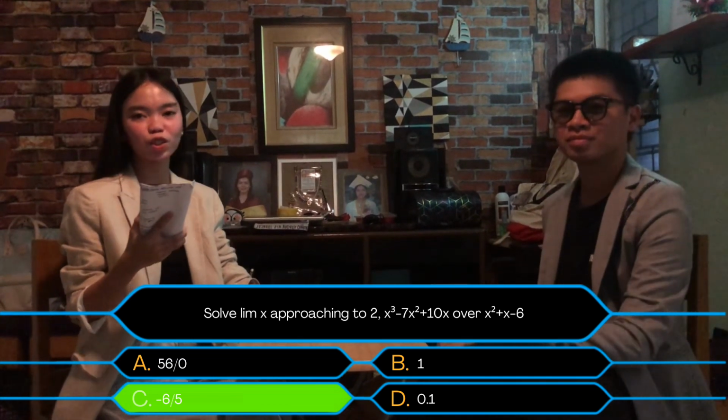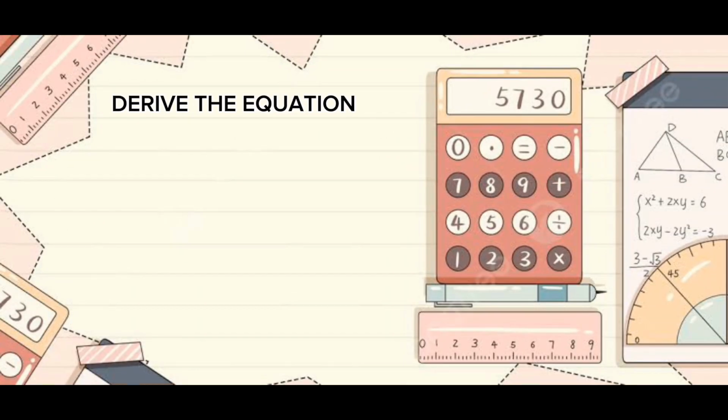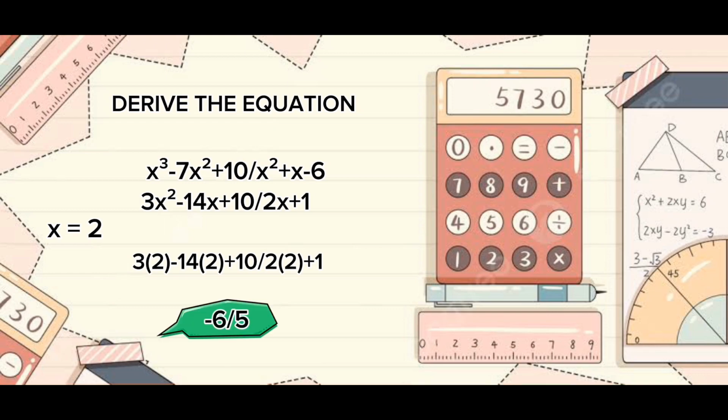Let's tackle the explanation. First, differentiate the expression x cubed minus 7x squared plus 10x over x squared plus x minus 6, which gives 3x squared minus 14x plus 10 over 2x plus 1. Then substitute x is equal to 2 into all the variables in the equation. After you substitute, all you need to do is calculate, and the answer is negative 6 over 5.